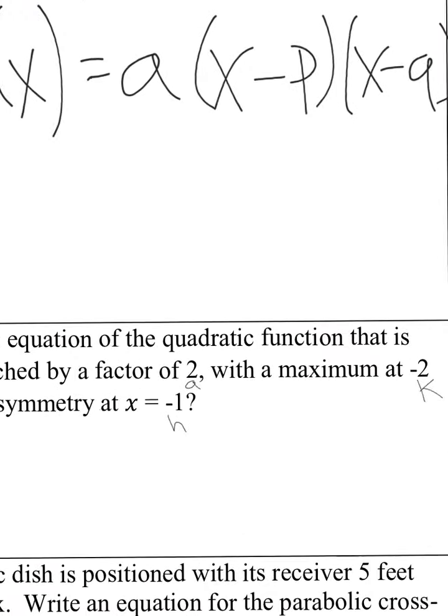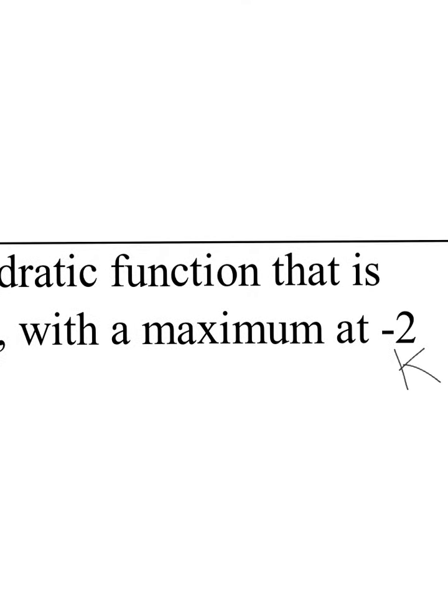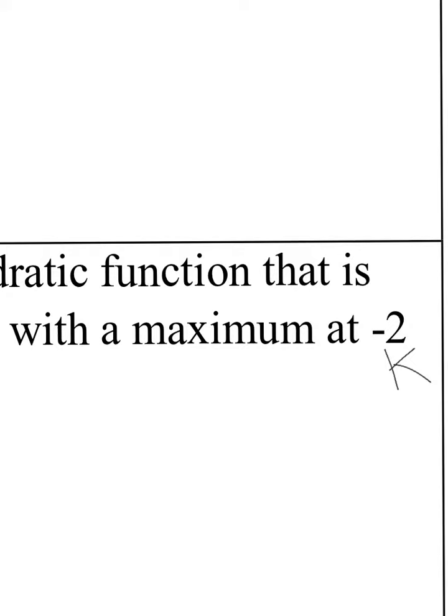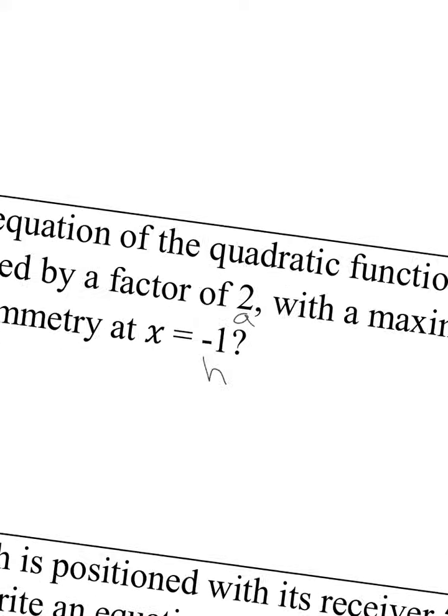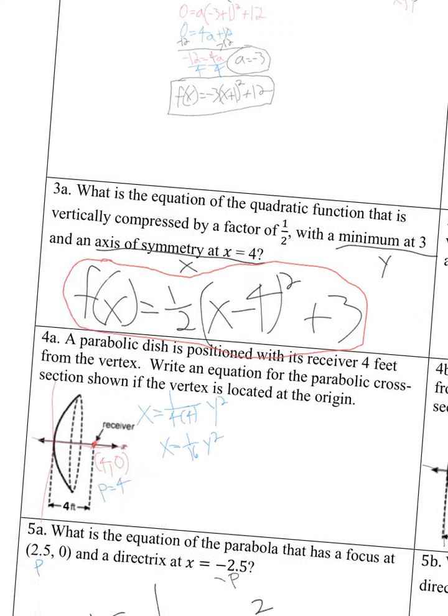So this one, I just helped you out. A is going to be 2, because that's the vertical stretch factor. Maximum at -2, so that's going to be your k value, and x equals -1. That's going to be your h value. So you're going to use that vertex form again.